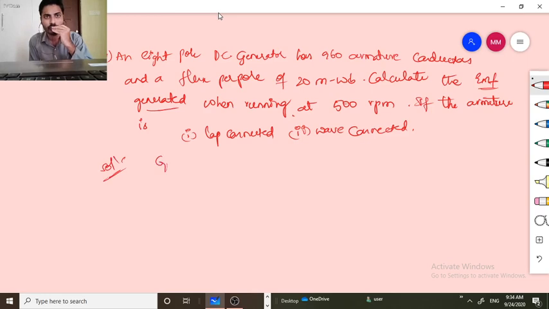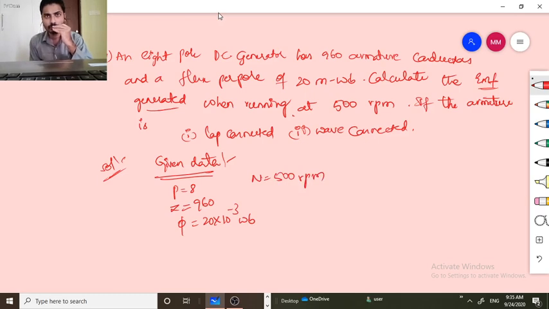So write down the given data according to the problem. Number of poles is equal to 8, and armature conductors, denoted with Z, is 960. Flux is equal to 20 milliwebers, that is 20 into 10 to the power minus 3 webers, and the speed N is equal to 500 rpm. So first we need to calculate the EMF generated in a lap winding.